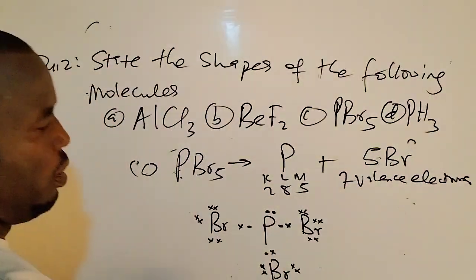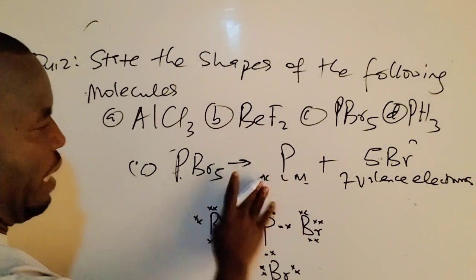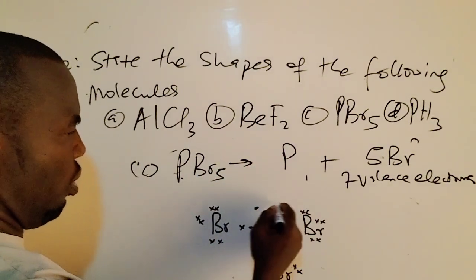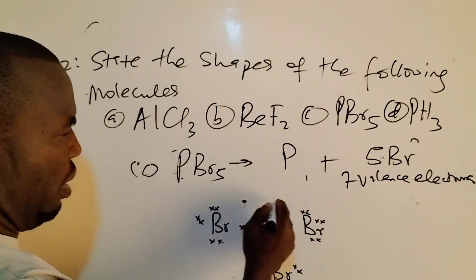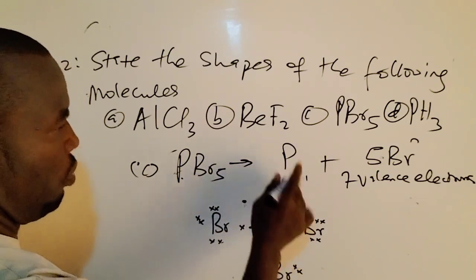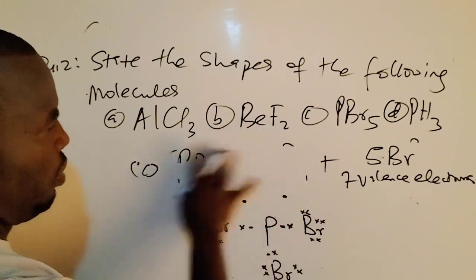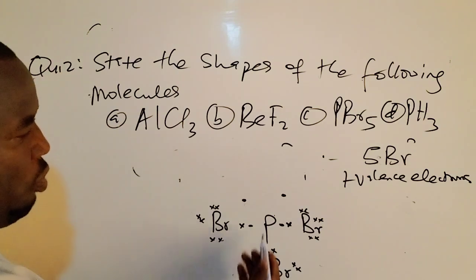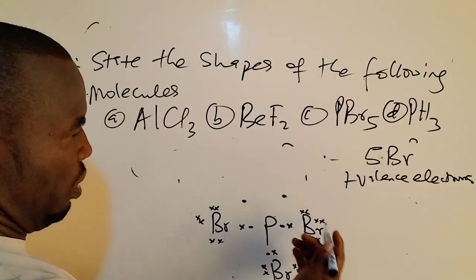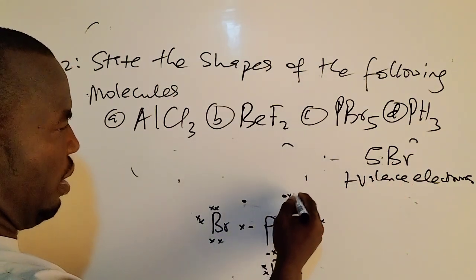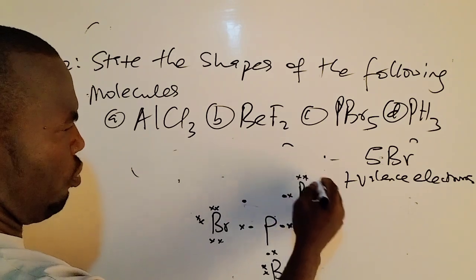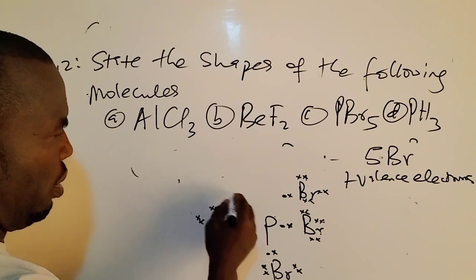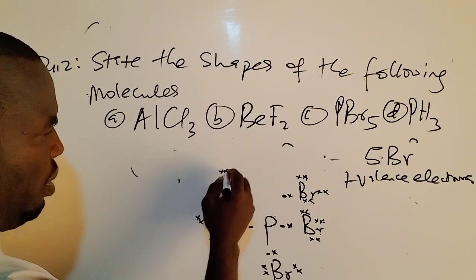So what's going to happen? These 2 pairs will now unpair. That's why we say phosphorus is one of the elements that disobeys the octet rule. Phosphorus undergoes what we call the expanded octet. So the 2 will unpair to accommodate the remaining 2 bromine. So you now have bromine again, bring its electron here, with its lone pairs. Another bromine, bring its electron here, and the lone pairs will now be there.